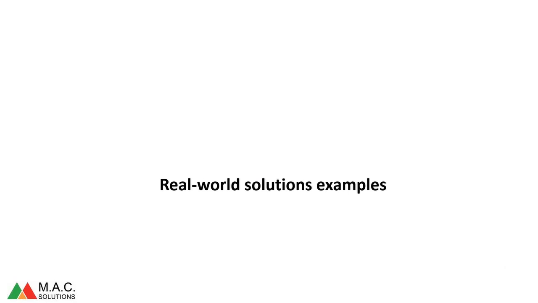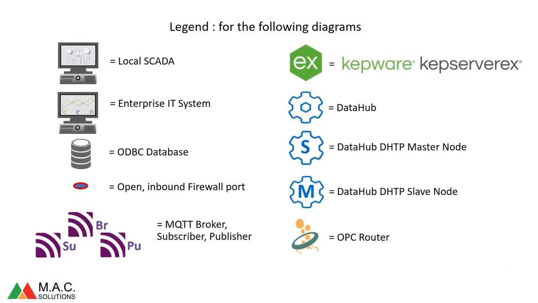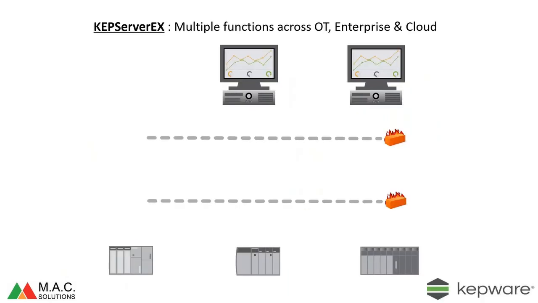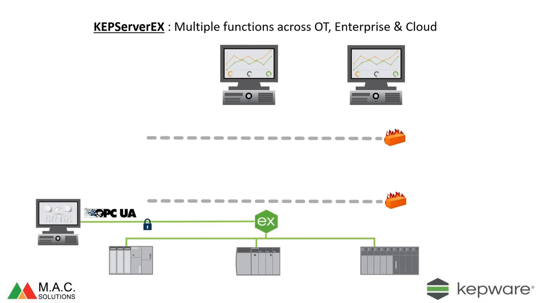So let's have a look at some real world solutions. These following diagrams are quite busy, so here are some legends to what you'll see in the diagrams rather than having labels all over them. Here we have an example of using the KEPServer product at multiple places across the network. You would use the KEPServer software to get data from the PLCs at the bottom. And those would be a vast array of drivers, as I mentioned before, over 150 different drivers. And that could be providing data for your local SCADA on the shop floor. And the KEPServer could also be logging data to a local database. So all of those functions live on the OT network.